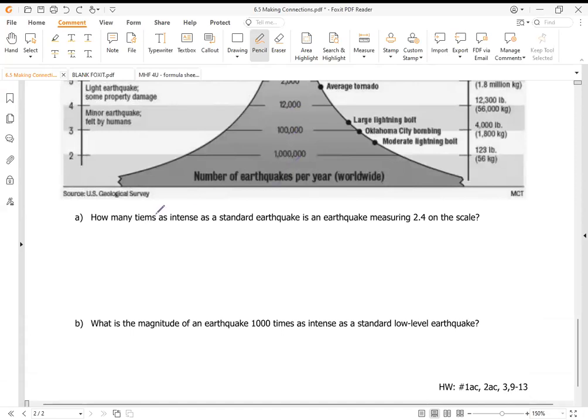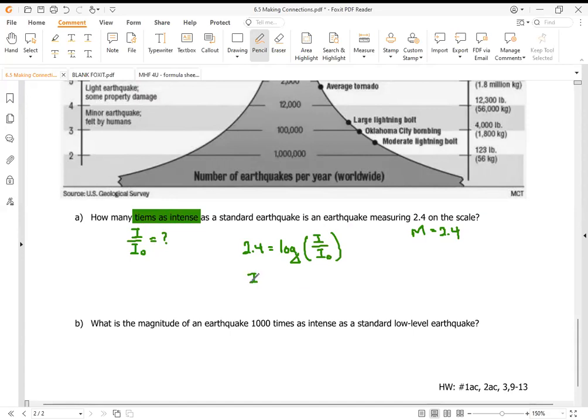Another typo, how many times, not TMs, okay? How many times as intense as a standard earthquake is something measuring 2.4 on the Richter scale. Long story short, times as intense means what is the ratio of this earthquake if the Richter scale measures a magnitude of 2.4? That's the question. So we have 2.4 equals log of that.